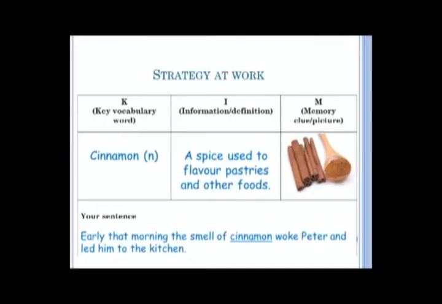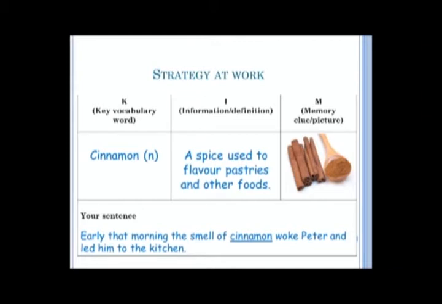Now let us look at how we can use the word cinnamon in a sentence. This sentence was taken from the story. Early that morning, the smell of cinnamon woke Peter and led him to the kitchen. Find the sentence in your reader and read it again. Now let us look at another example.